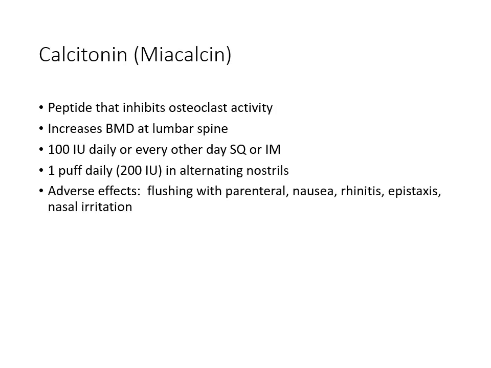The next medication is calcitonin. It is a peptide that inhibits osteoclast activity, which increases the bone mass density at the lumbar spine. The recommended dose is 100 international units daily or every other day, subcutaneous or IM. Another method is 1 puff daily, 200 international units in alternating nostrils, which is the intranasal use. Adverse effects are flushing, nausea, rhinitis, epistaxis, and nasal irritation.